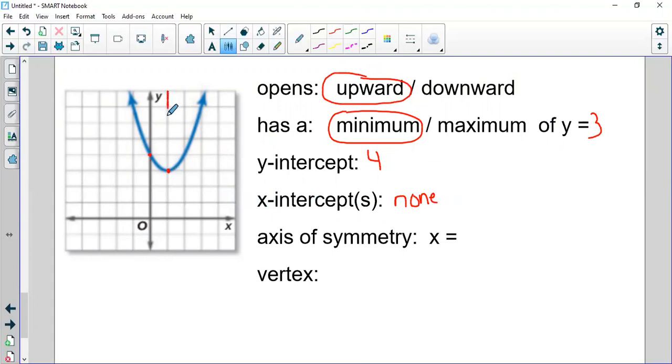Axis of symmetry goes right down through the center here, the reflecting line. X is equal to 1. And therefore the vertex, the coordinate right here, is 1, 3, the combination of the x and the y. 1, 3. All right, that's the basics, identifying the different parts of a parabola and a quadratic function's graph.